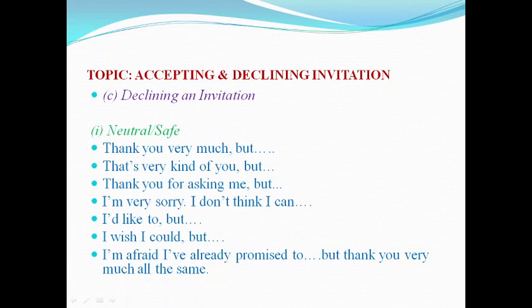The second expression is, that's very kind of you. You have come to my place to invite me to your marriage tomorrow, so that is very kind of you. But my dear friends, I have an appointment tomorrow, so I cannot come. Or I have some very urgent work tomorrow, or today, so I cannot come. Please don't mind. So this is the second way. Thank you very much. That's very kind of you.